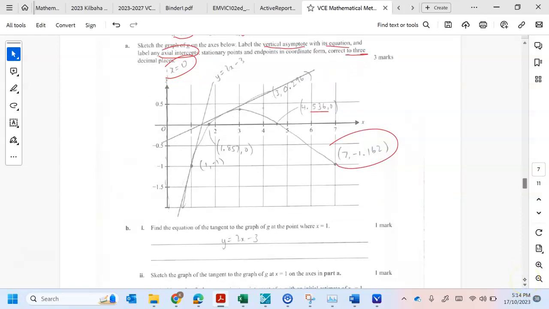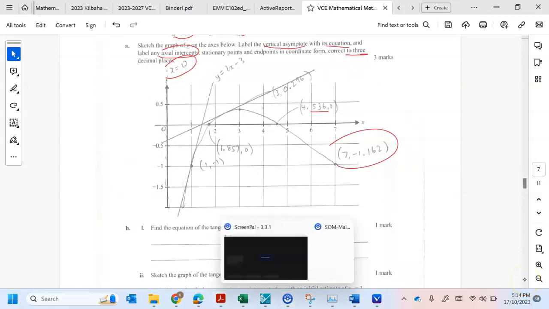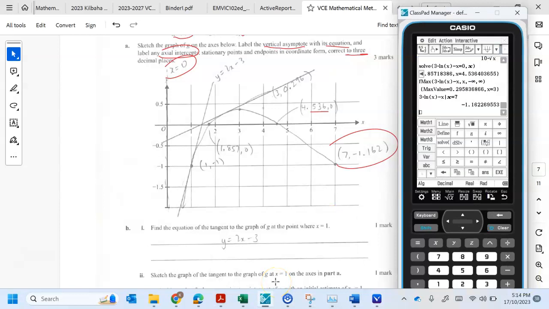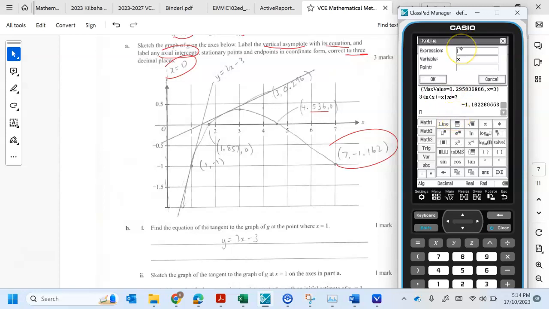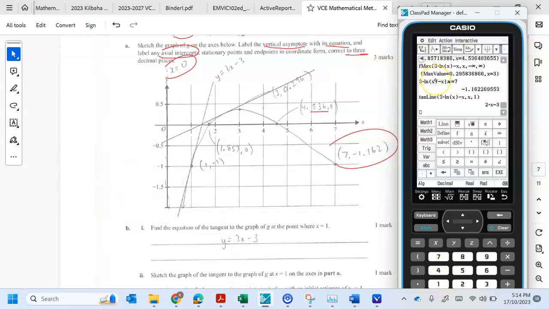All right, find the equation of the tangent. So easily done on your calculator. So interactive calculation, go to line and then tan line. All right, so pasting that expression again, and we wanted x equals 1. We get 2x minus 3. Just make sure you write y equals, because it's an equation, not just 2x minus 3.